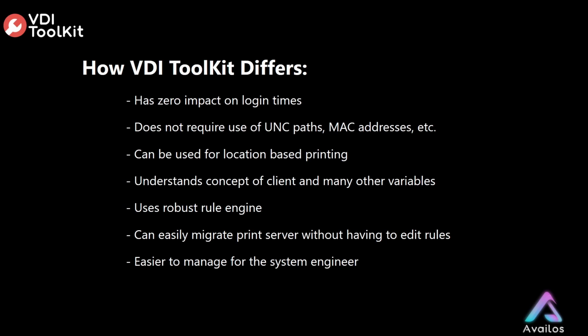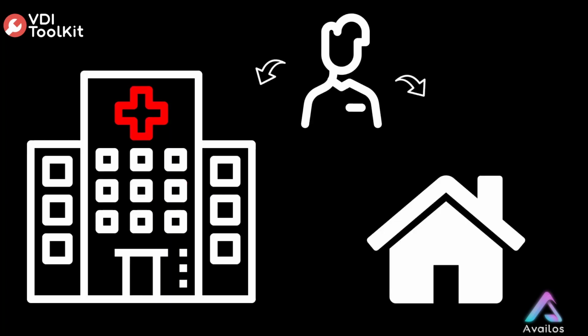It also uses a robust rules engine that fully understands the concept of the client and many other variables within your virtual desktop environment. Going over the full capabilities of the rules engine is beyond the scope of this tutorial, so for further information, please watch the video tutorial on rules. Due to not using full UNC paths, it also makes print server migration a breeze, as we'll demonstrate in the tutorial. This all makes for much easier management by system engineers within your organization.